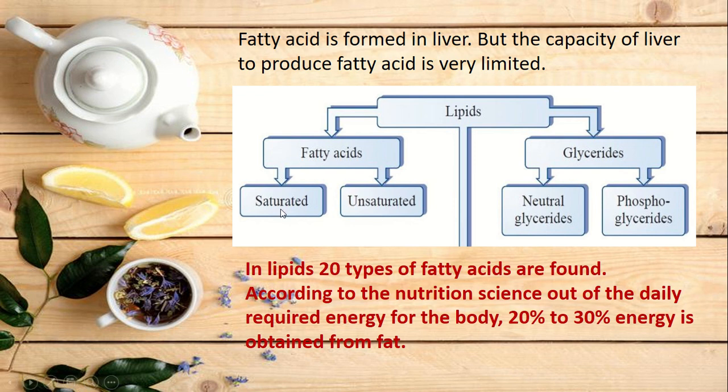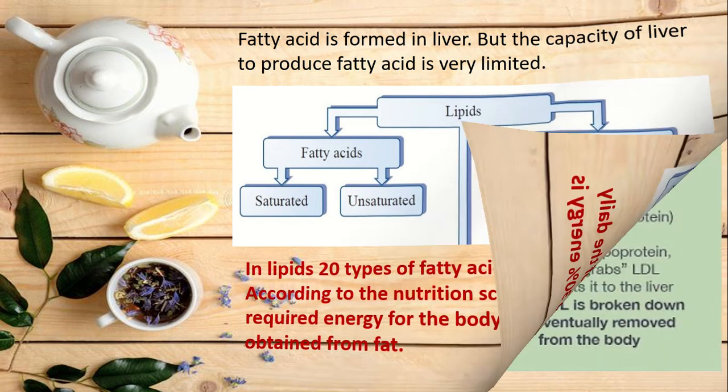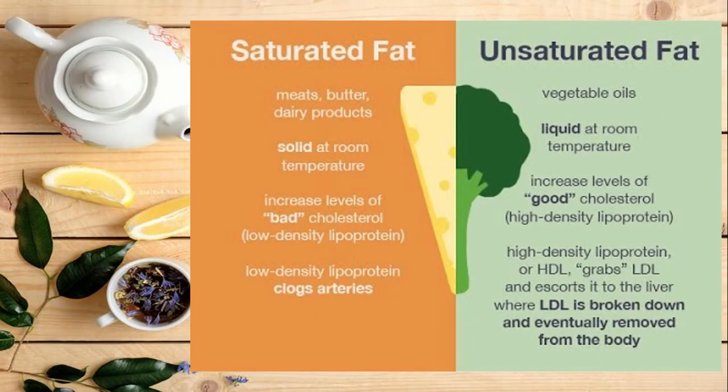But in the saturated part, the foods that contain more saturated fatty acids are called fat enriched food. For example, meat, cheese, butter, dalda, chocolate, nuts, etc. So we can say unsaturated fats are generally healthier than saturated fat. In lipids, 20 types of fatty acids are found. According to nutrition science, out of the daily required energy for the body, 20% to 30% energy is obtained from fat. Now we will see the difference between saturated fat and unsaturated fat.